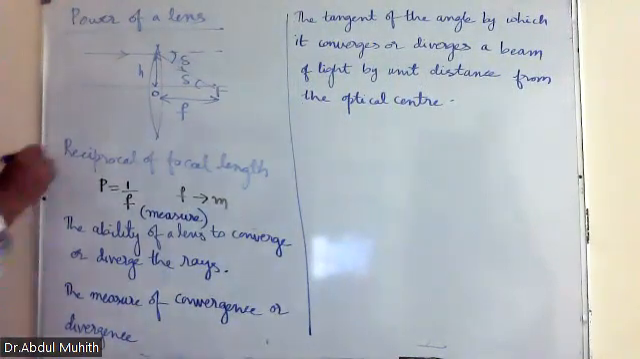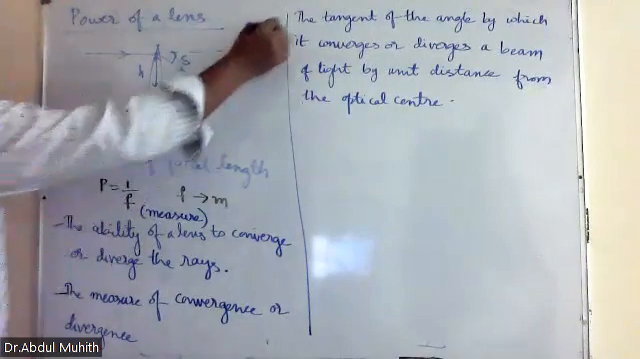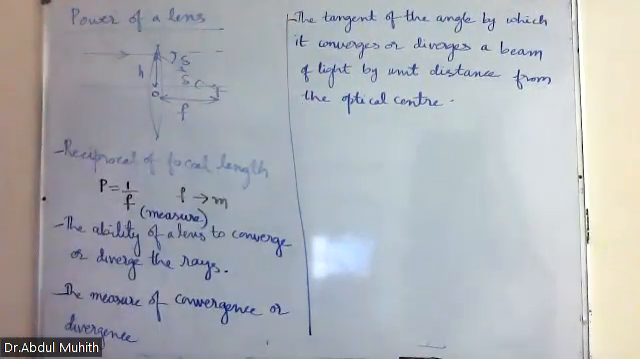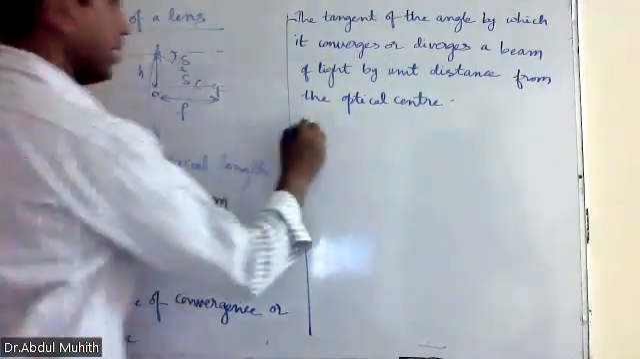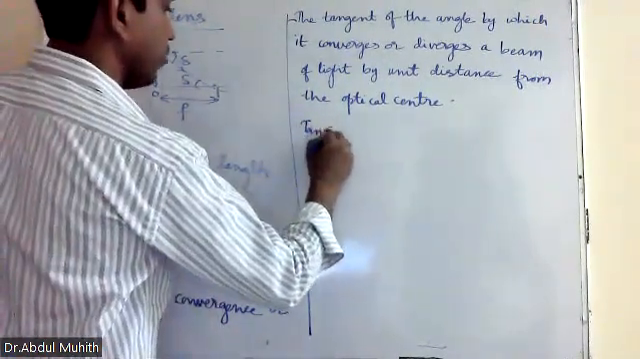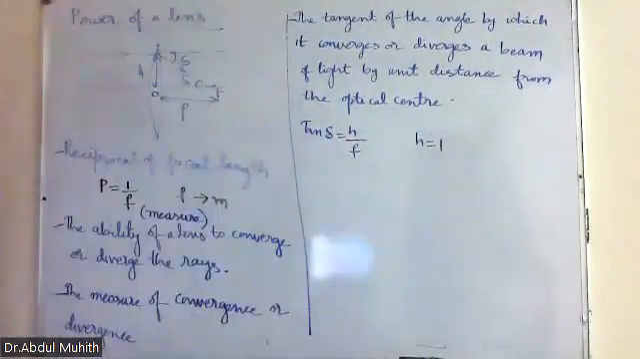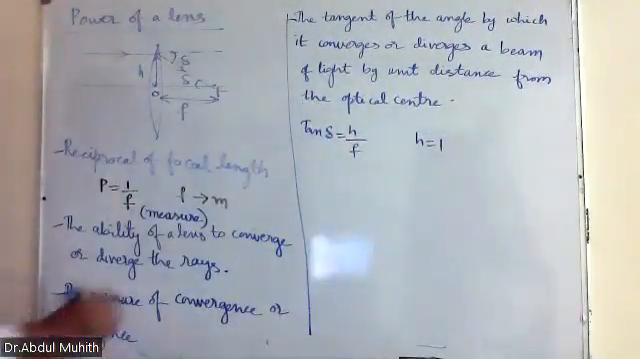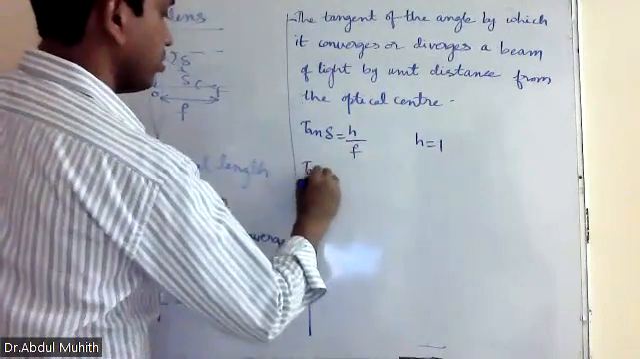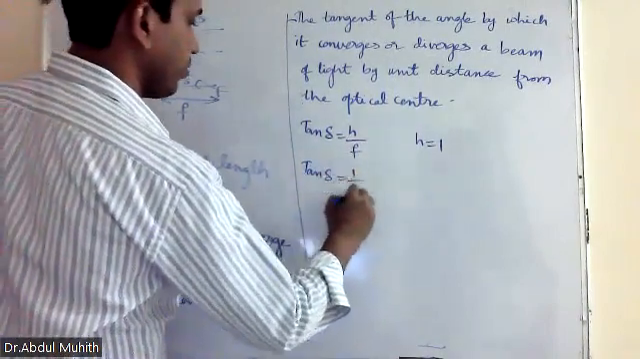There are different definitions, four definitions we have. This will be useful for your viva also. Now tan delta is equal to what? Tan delta equals H by L. Because we wrote H is equal to 1, tan delta is equal to 1 by L.